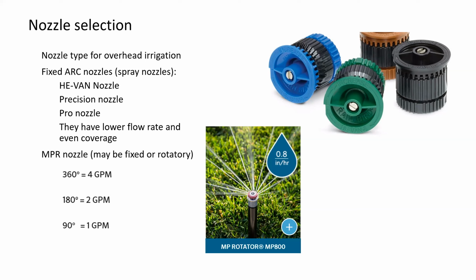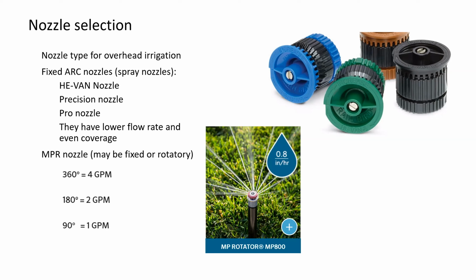There are nozzles that have different terms such as MPR, HEVAN, Precision Pro. So what I wanted to show you in this slide is you need to understand these terms like HEVAN nozzles. When you try to shop for nozzles or buy nozzles, go to their website and look at these. When you go to Rainbird and you look at their fixed arc nozzles, you would easily find this thing, HEVAN. So this is high efficiency VAN nozzles, so variable.